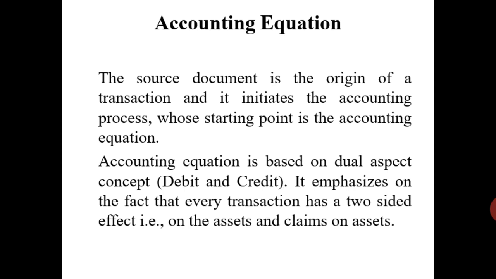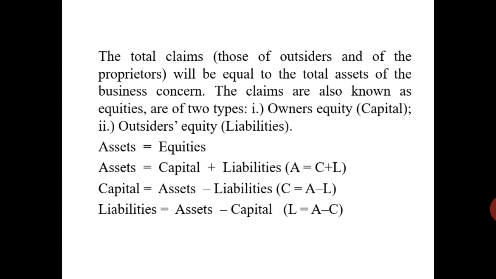The accounting equation is based on the dual aspect concept, meaning debit and credit. It emphasizes the fact that every transaction has a two-sided effect: first on the asset side, and second on the claim on the assets, meaning the liabilities of the organization. At any point of time, the totals of both sides will be equal, because the assets of a business are purchased either from external funds or from the capital of the organization. So assets will be equal to the equities.